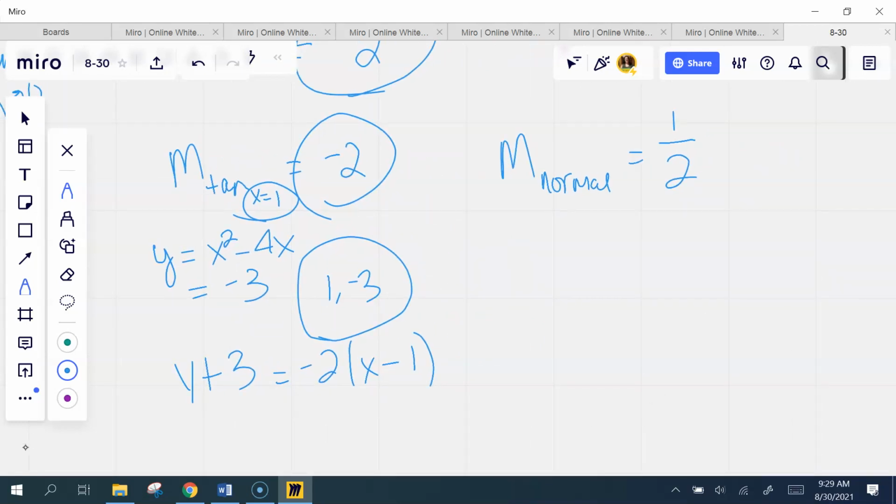Yeah, go ahead. Normal line, notice the difference is the slope in the normal line and the tan line.